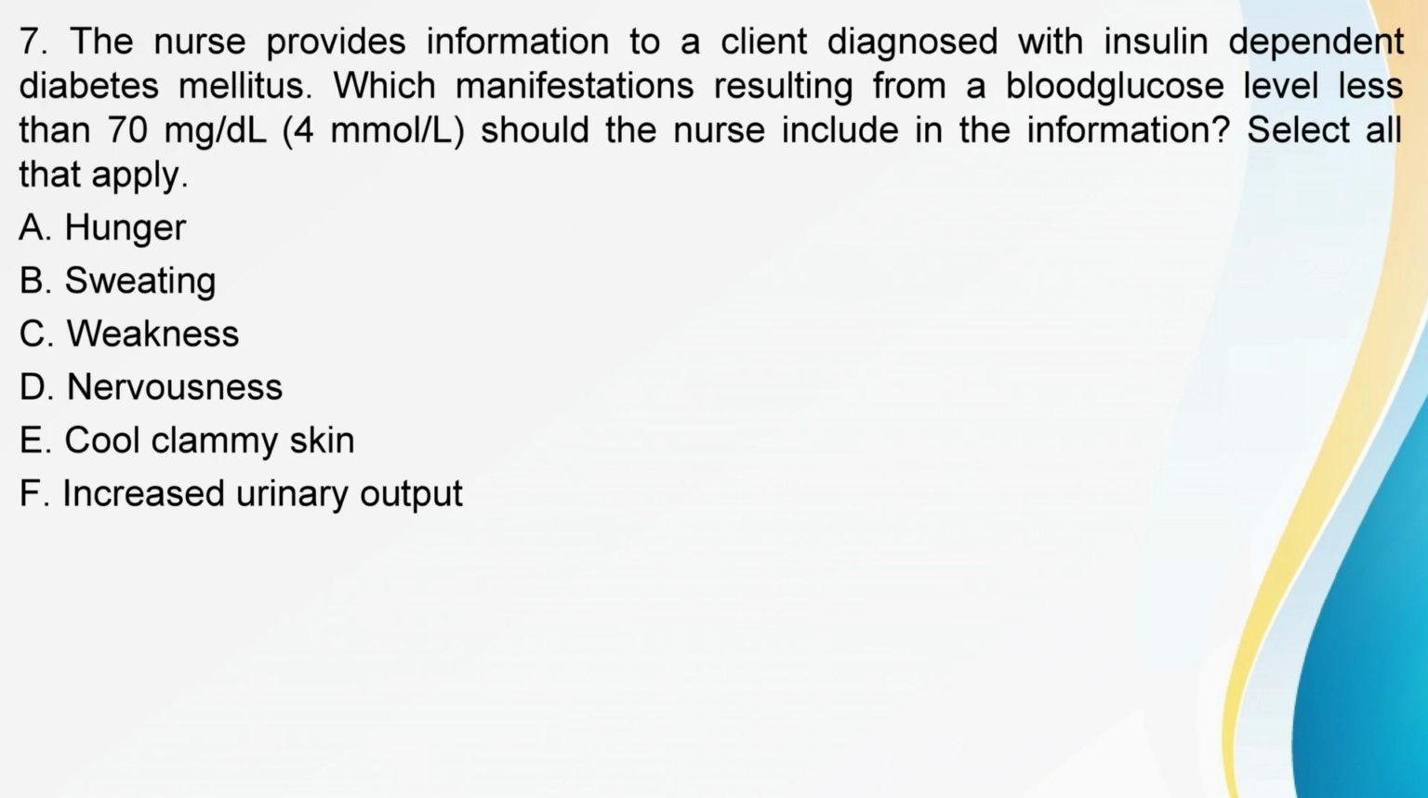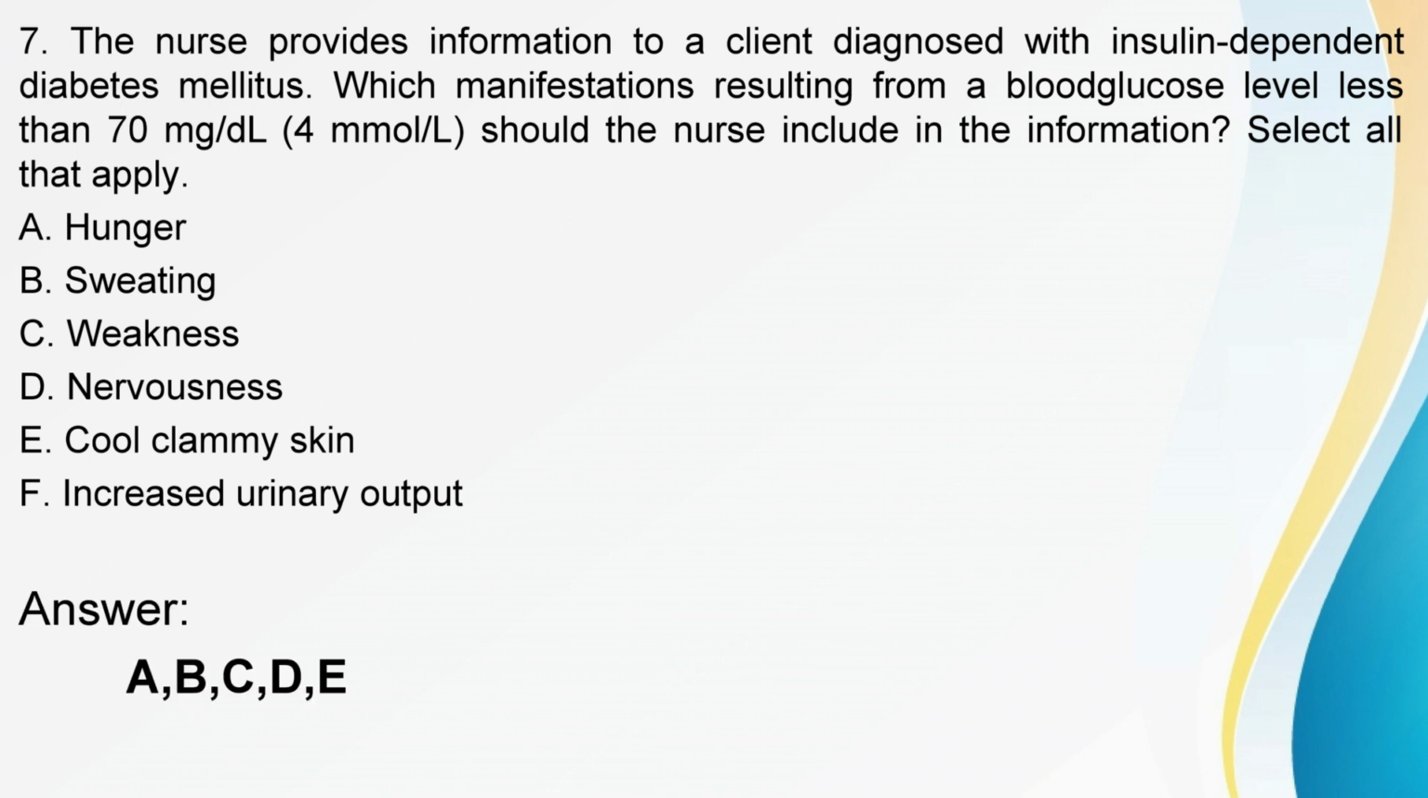Question number 7. The nurse provides information to a client diagnosed with insulin-dependent diabetes mellitus. Which manifestations resulting from a blood glucose level less than 70 mg per deciliter, 4 millimoles per liter, should the nurse include in the information? Select all that apply. A. Hunger. B. Sweating. C. Weakness. D. Nervousness. E. Cool clammy skin. F. Increased urinary output. Answer: letter A, B, C, D, E.